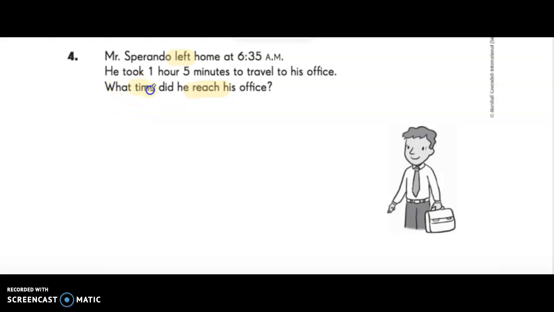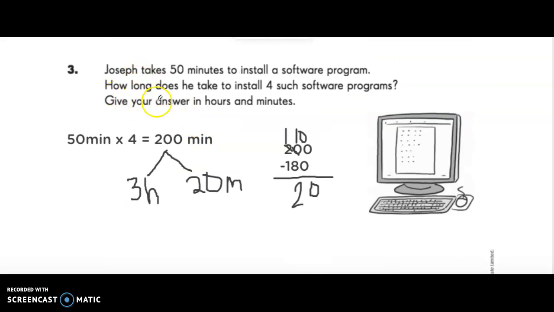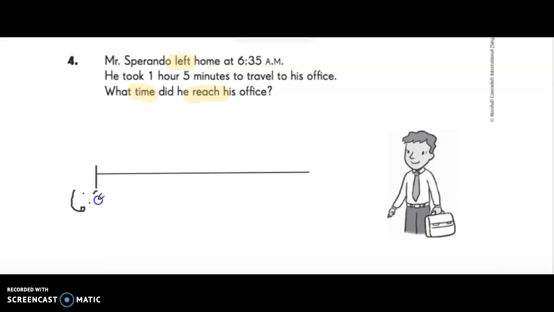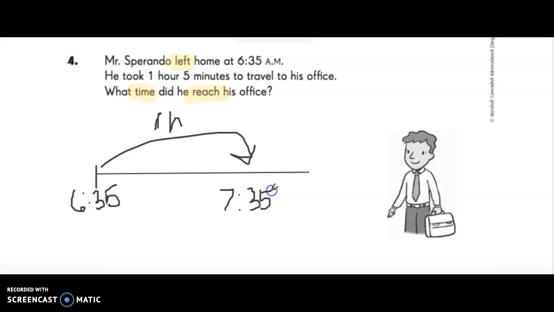If you're getting in the car and leaving your house, and then they want to know what time did he reach his office. The other thing to pay attention to is where this one asks to give your answer in hours and minutes. Our start time is going to be 6:35 a.m. and we're trying to figure out the end time here. What time did he reach his office? So we can jump that first hour right away, because jumping 1 hour is simple. So that's going to bring us to 7:35, and then we need to jump those last 5 minutes. So that would bring us to 7:40 a.m.